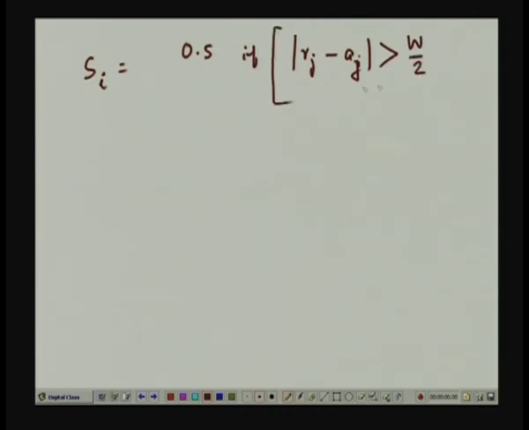And the simplest type of transformation that we can apply is a transformation of this form: s_i is equal to 0.5 if |r_j minus a_j| is greater than w by 2 for any value of j in 1 to 3, and s_i is equal to r_i otherwise.